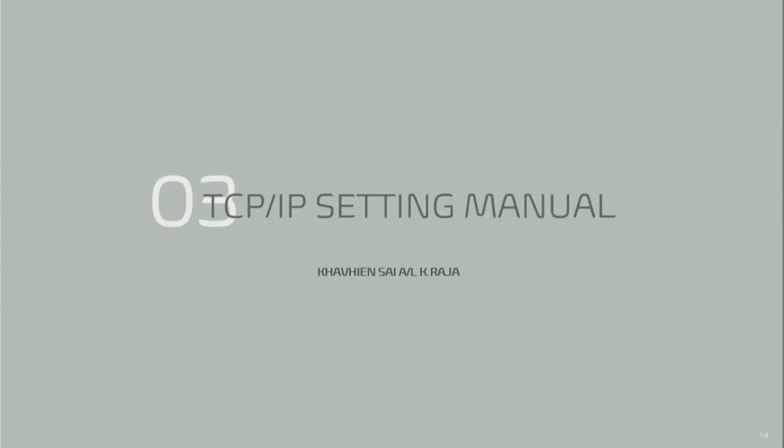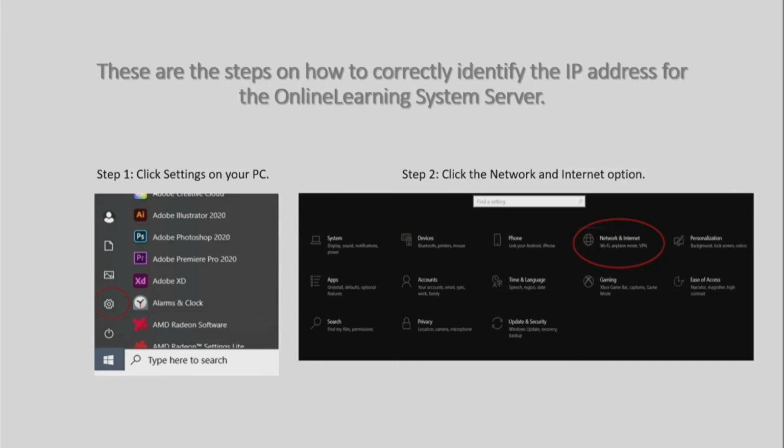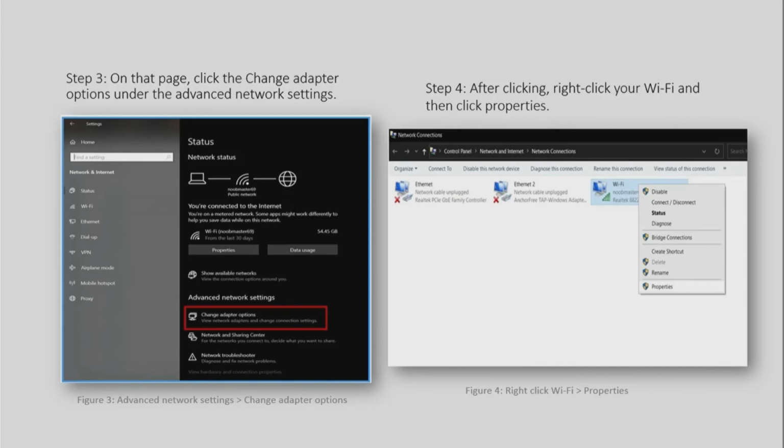Okay, and the last part is the TCP/IP setting menu. These are the steps on how to correctly identify the IP address for the online learning system server. Step 1, click settings on your PC. Step 2, click the network and internet option. From there, on that page, click change adapter options under the advanced network settings. Step 4, after clicking, right-click your Wi-Fi and then click properties.